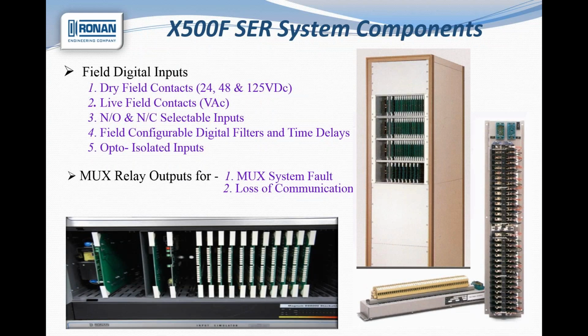So what makes up a sequence of event recorder? The components are field terminal assemblies, a multiplexer, and a network hub, which is configured of the computer and the software. Here are some field inputs, and this is the multiplexing relay output. So it offers fail-safe for loss of communication.